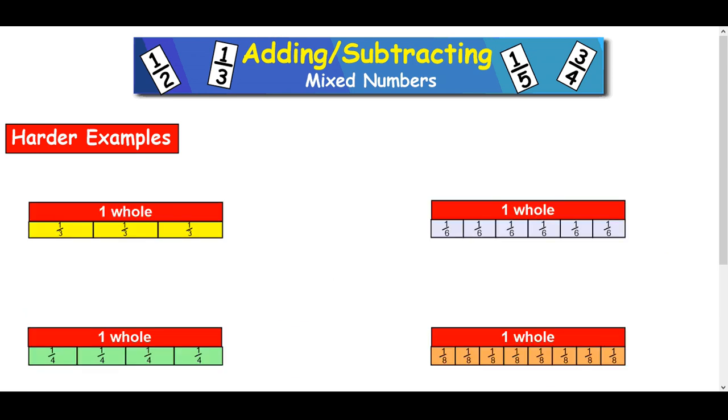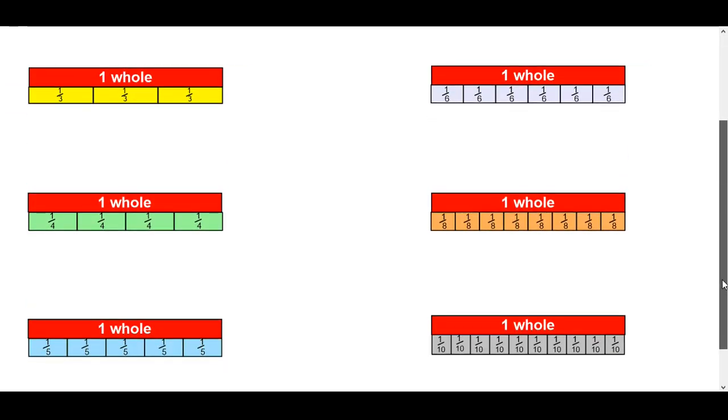Okay, so I've got 6 different kinds of situations here, and I'm going to look at them individually. We can see here a whole is made of 3/3, or a whole is made of 6/6, or a whole is made of 4/4, a whole is made of 8/8, and so on. You can see the number at the bottom, you need the same number of those to make up a whole. So if you're dealing with fifths, you need 5 of them. If you're dealing with sixths, you need 6 of them to make up a whole.